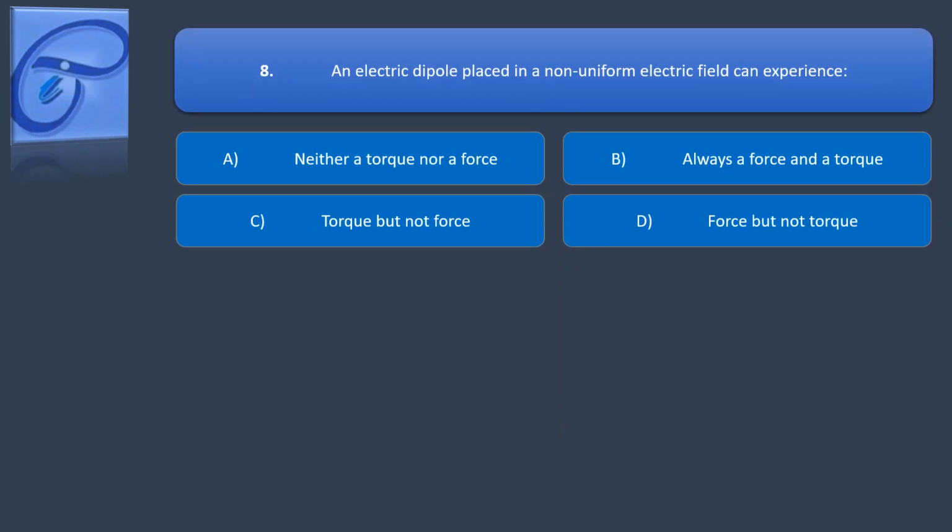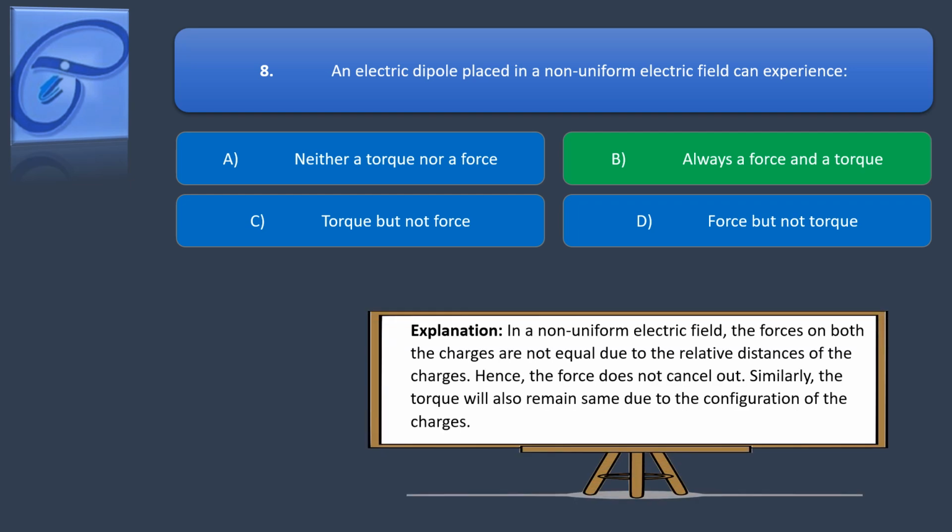Question number 8. An electric dipole placed in a uniform electric field can experience... The right option is always a force and a torque. In a uniform electric field, the forces on both the charges are not equal due to relative distances of the charges. Hence, the force does not cancel out. Similarly, the torque will also remain the same due to the configuration of the charges. So, the right option is option B, always a force and a torque.